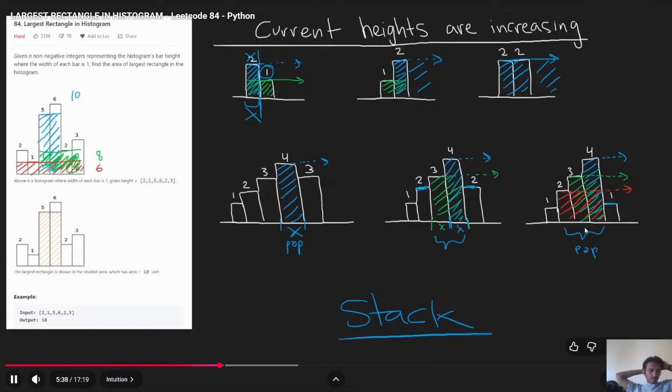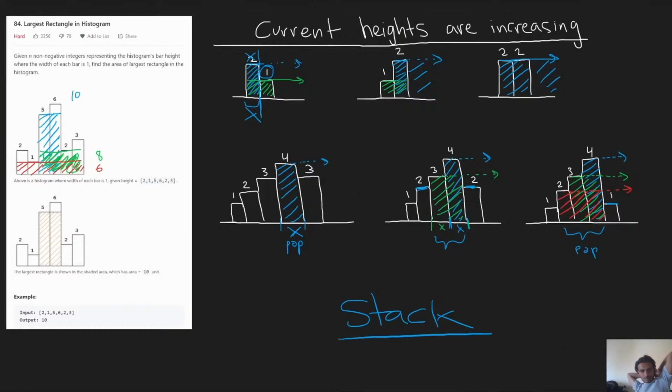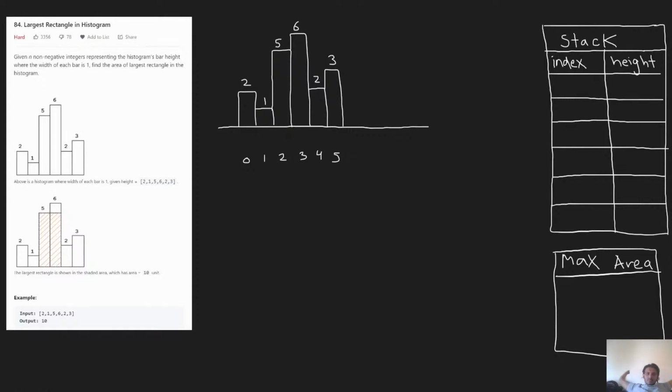So the stack will contain the current heights that we are considering, and we will pop them from the top when we are no longer considering them. So now let's look at the algorithm. I have a stack, and in the stack, I'm not just going to hold the index, and I'm not just going to hold the height. I'm going to hold both of them at the same time. So I'm holding the start index and the corresponding height. I'm also going to be maintaining what the max area is so far. So now let's start at the beginning of the array.